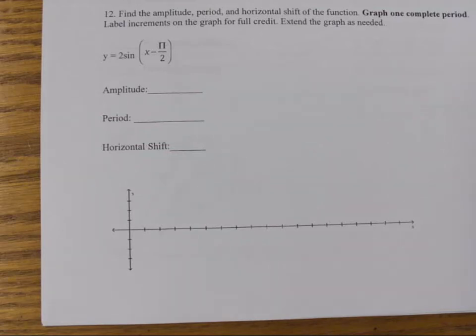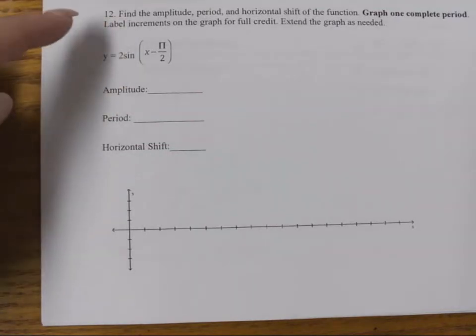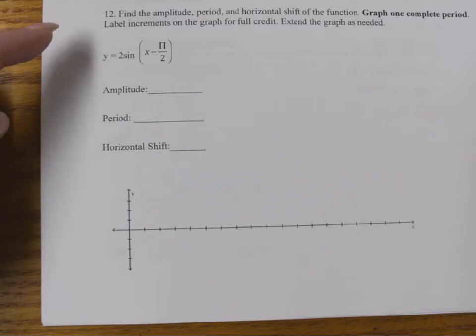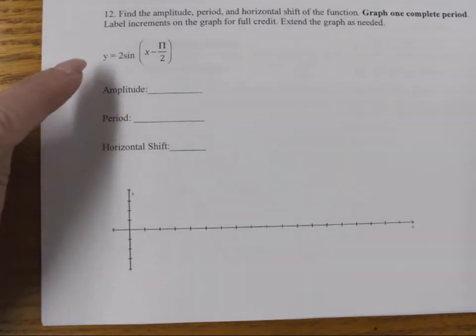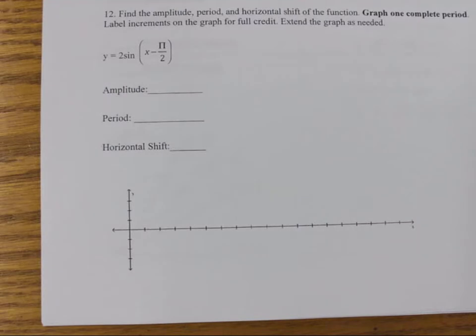Right, so on this problem, we are finding the amplitude, the period, the horizontal shift of the function, and graphing one complete period. We're going to do a sine curve here. We're going to label our increments on the graph for full credit and extend the graph as needed.